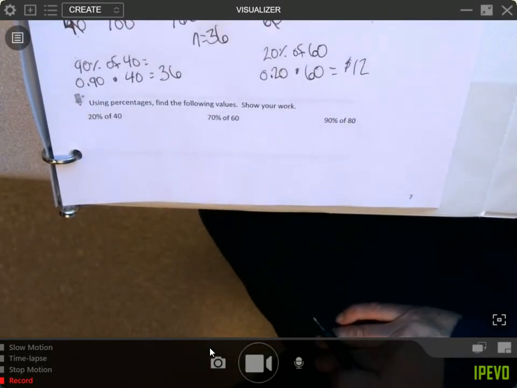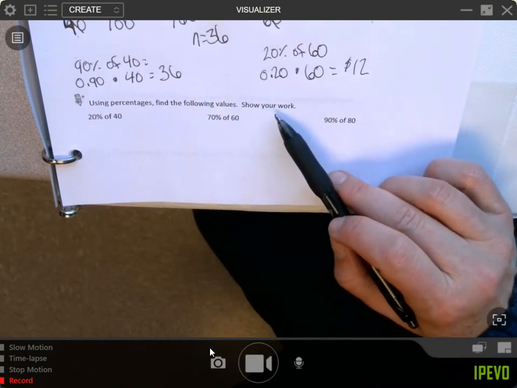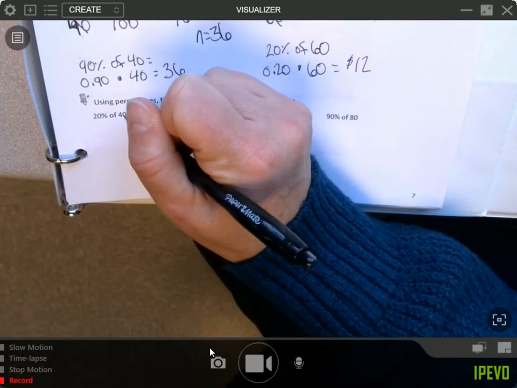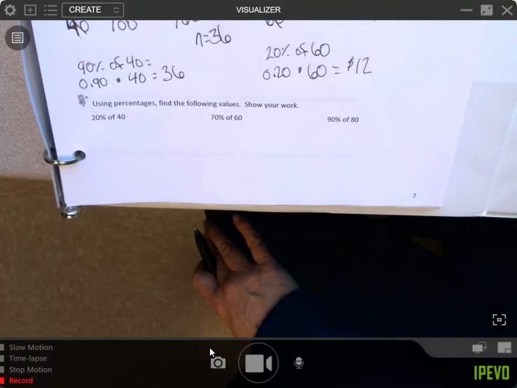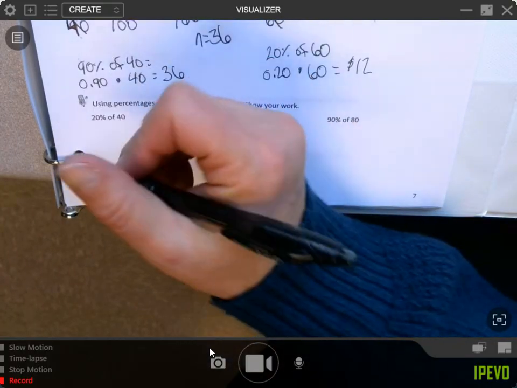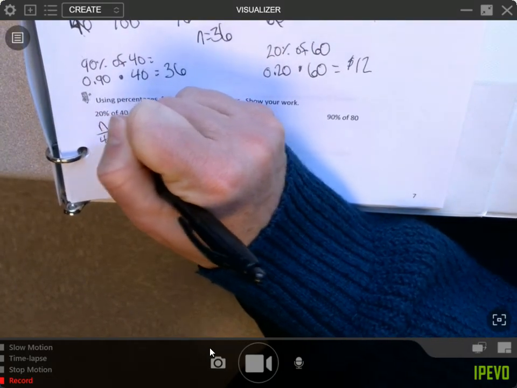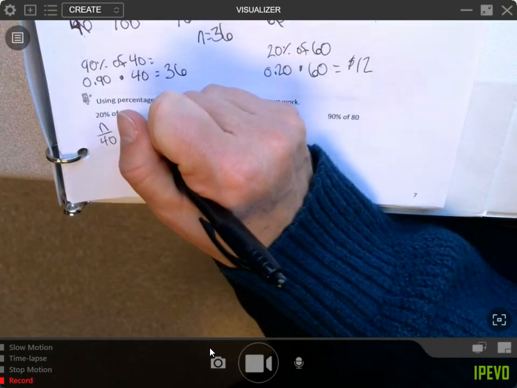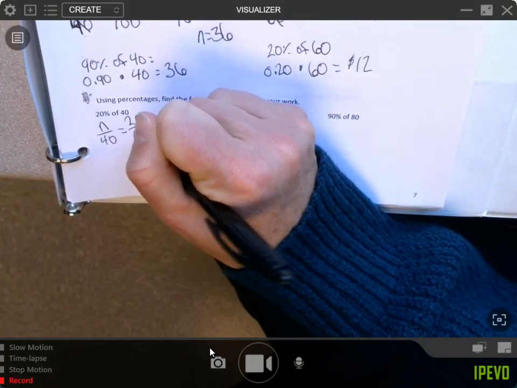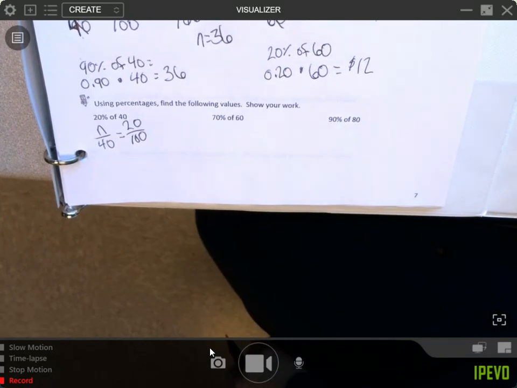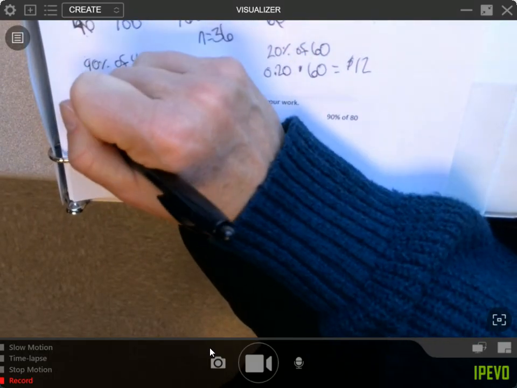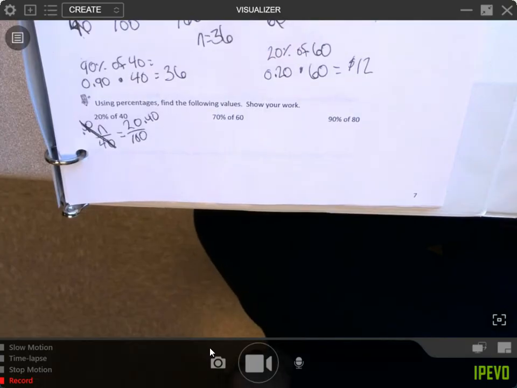Let's look at the bottom. Using percentages, find the following values. Show your work. So if I do 20% of 40, what's my whole number that I'm going to put on the bottom, James? 40. So I would do how much out of 40 equals 20%. What fraction do I put for 20%? Adeline? 20 over 100. So what am I going to multiply both sides by, Helen? 40. My 40s cancel out. Multiplying and dividing by the same number cancels out.